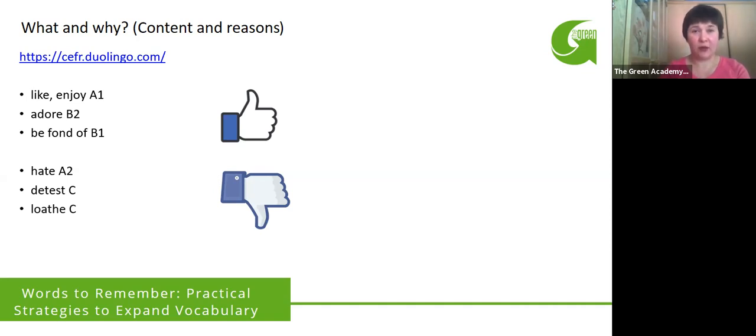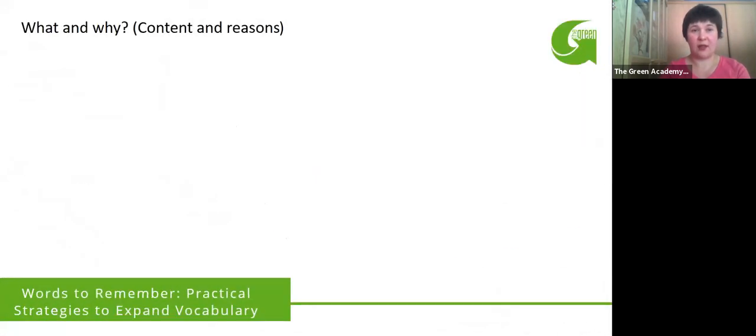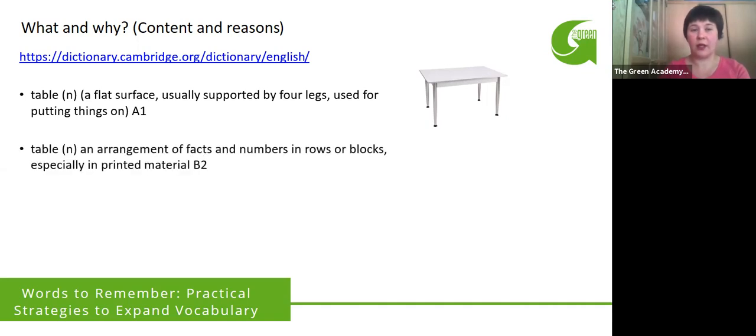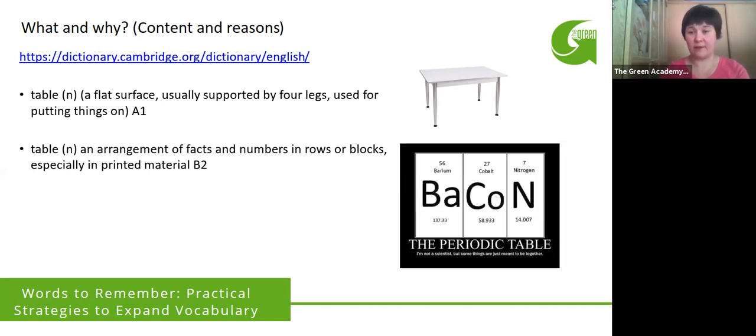Another way to check the level of words is the Cambridge Dictionary. So you go to the website. Sometimes it doesn't show the level, but for some words and phrases, it does. So let's have a look at the word table as a noun. So the very first meaning that you learn is A1. The same word table as a noun can mean an arrangement of facts and numbers in rows or blocks, like this. Okay, let's move on.